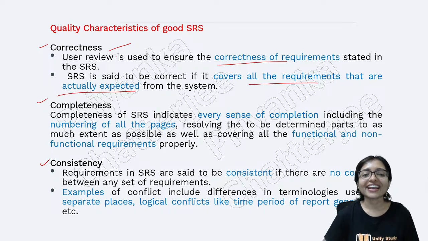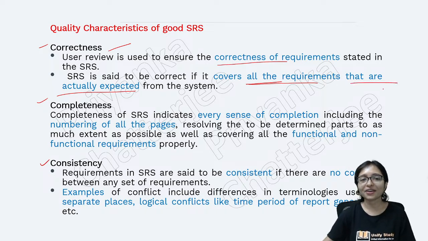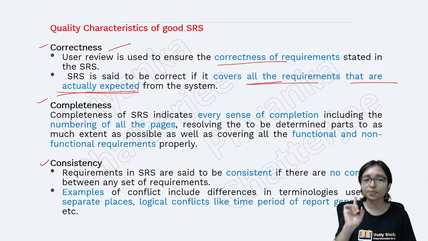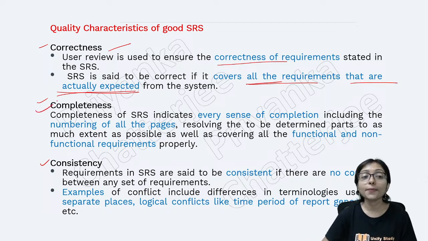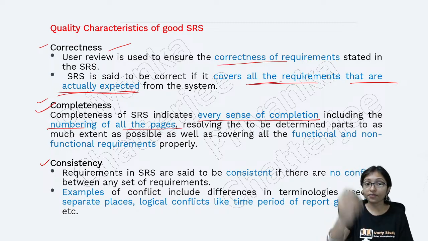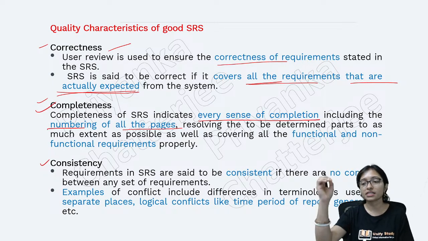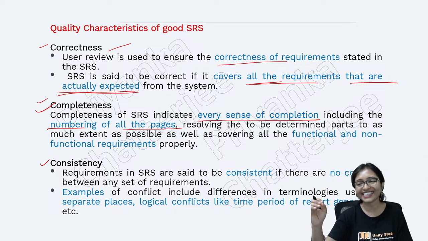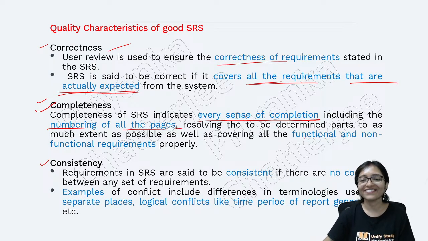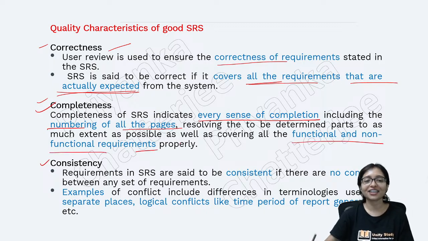Okay. So correct means cover all the requirements that are actually expected. Completeness means what? Completeness of SRS indicates a sense of completion, every page, whatever requirement was there, should be completed. Functional and non-functional requirements properly.